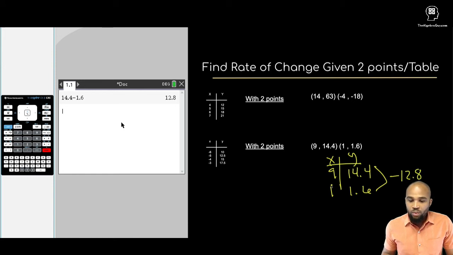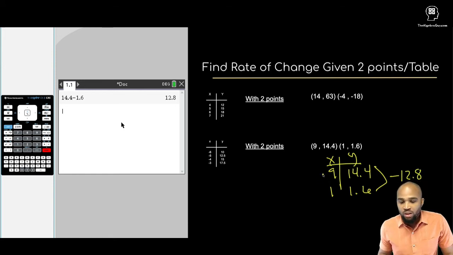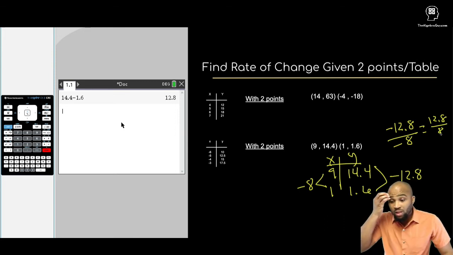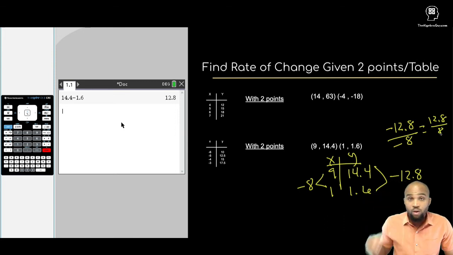And from 9 to 1, hey, that's pretty easy. I can do that one. So we're going down 8. So negative 12.8 over negative 8. Obviously, that's going to be a positive, right? Because you got a negative and a negative. And you may see it like that. You may see negative 12.8 over 8 or some equivalent fraction of that. So just keep in mind that that's how it looks.